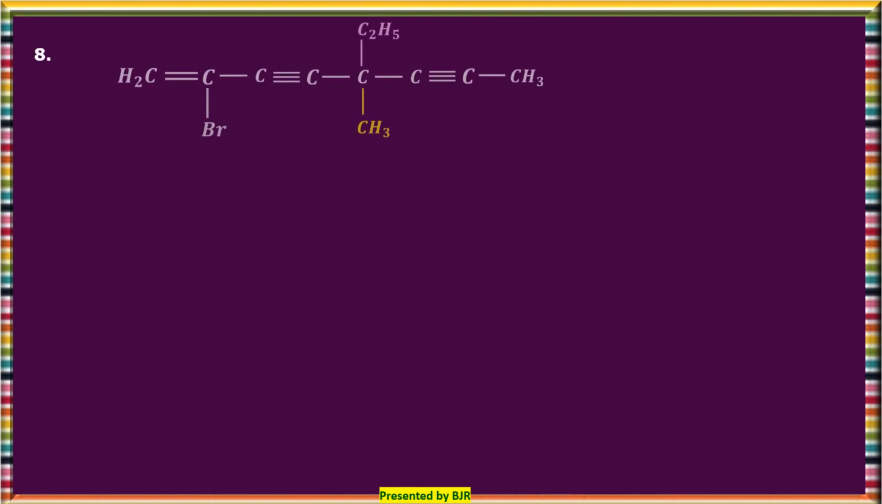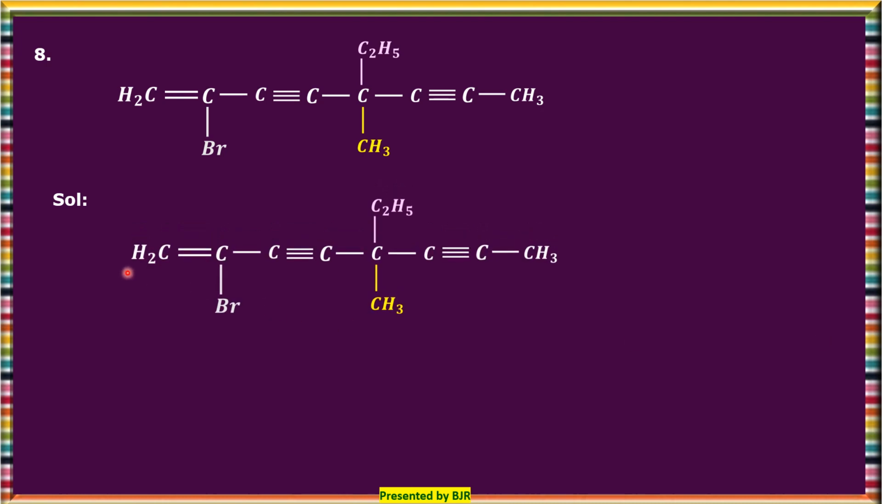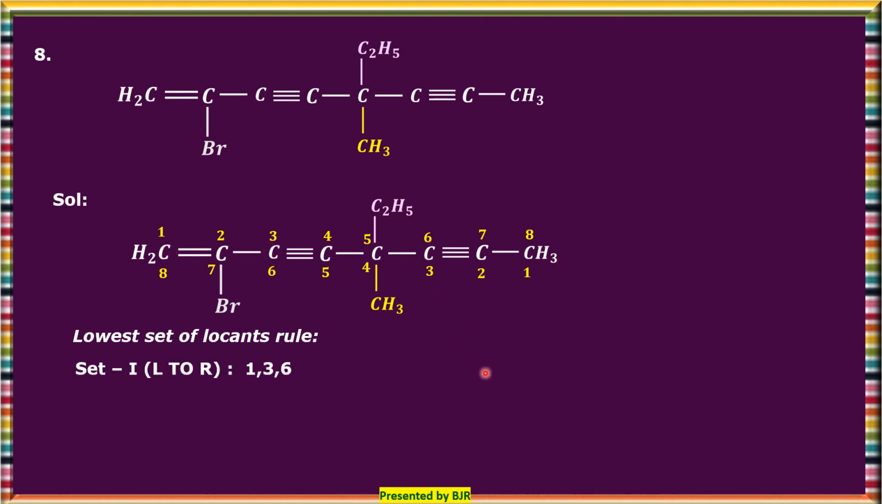Next, problem number 8. Here is the solution. First, number the carbon chain in both ways, from left to right and from right to left also. Later we decide which way of the numbering is correct by using the lowest set of locants rule. So set 1 locants from left to right are 1, 3, 6. Set 2 locants from right to left are 2, 5, 7.